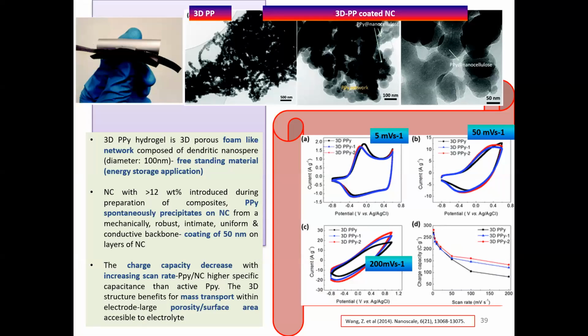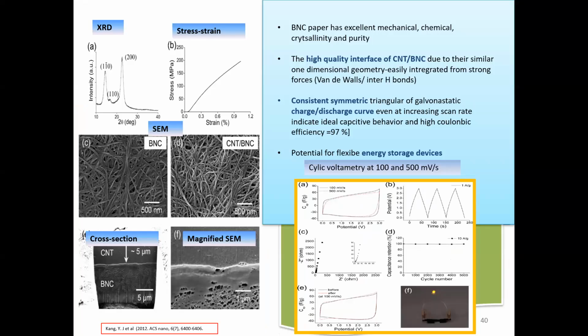It's not only nanocrystal cellulose that is of interest as a conductive material, but also bacterial nanocellulose. For example, in this study, bacterial nanocellulose was used as the conductive material by combining it with CNT, carbon nanotube. The combination of these two materials has strong interactions due to van der Waals forces and interhydrogen bonds. That's why the final product has a consistent, symmetric charge-discharge curve, and it has good potential for energy storage devices.